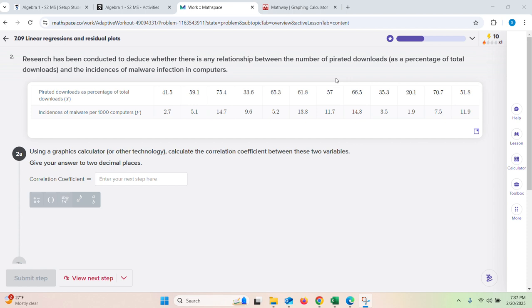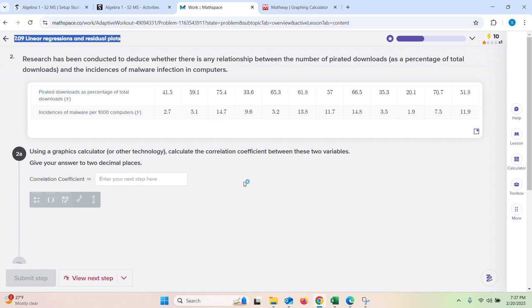Okay, this is Algebra 1, second semester, and as you can see at the top up here, this is the lesson I'm going over, linear regressions and residual plots.